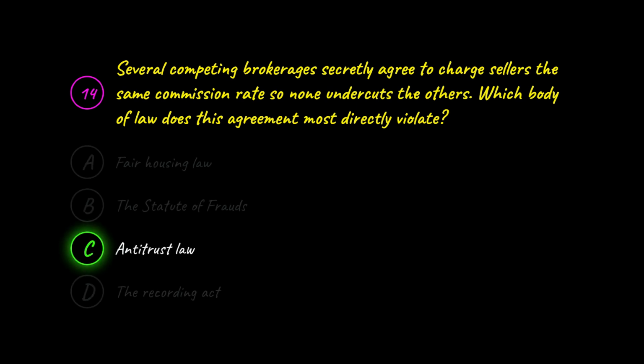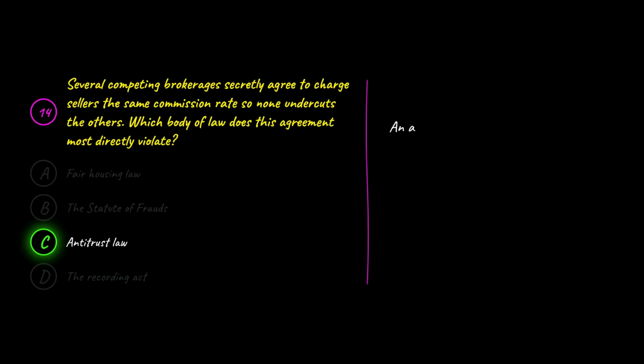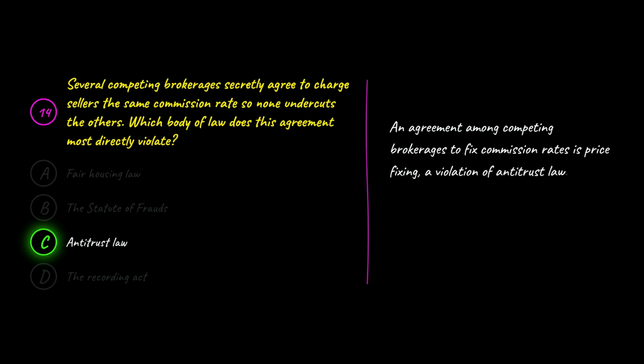The correct answer is C. Antitrust law. C is correct because an agreement among competing brokerages to fix commission rates is price fixing, a violation of antitrust law. Commissions must be set independently and remain negotiable, so colluding to set a common rate is illegal.